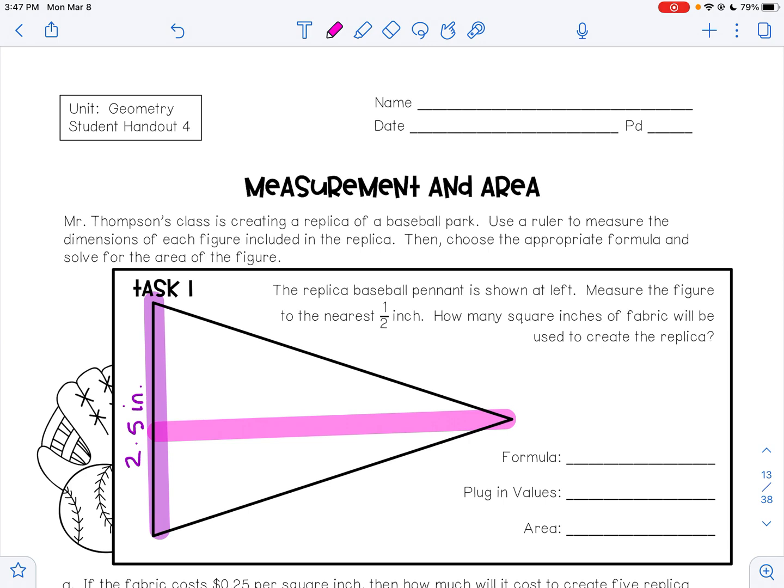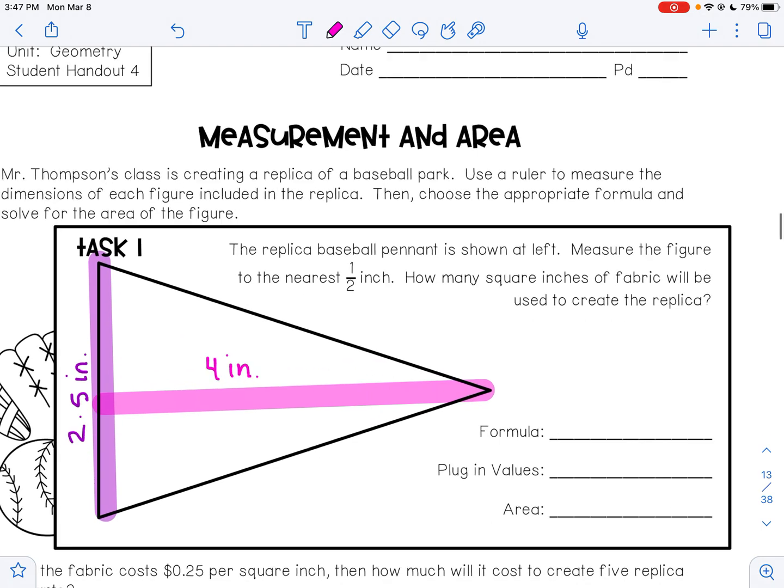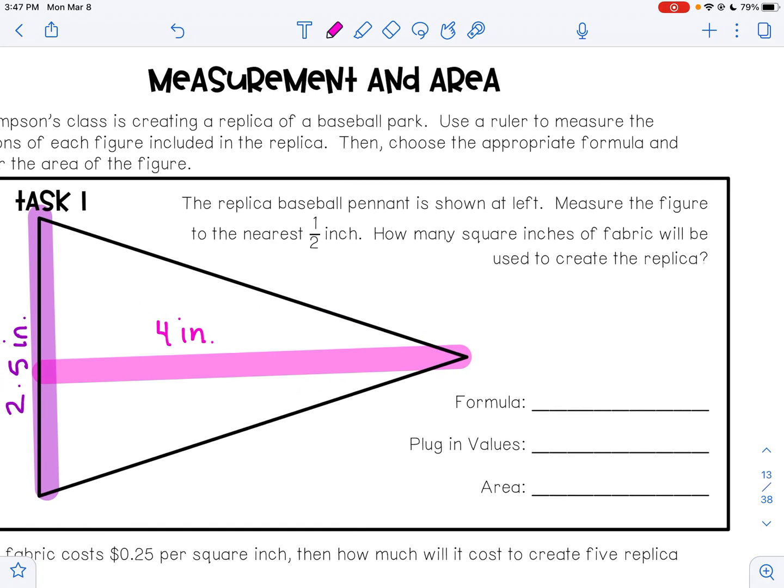After you measured, hopefully you saw that it was 4 inches. So now that we have our base and our height, we can solve for the area. Remember, the formula to find the area of a triangle is A equals BH divided by 2. Go ahead and pause, plug in your values, and then you can unpause to see if you are correct.